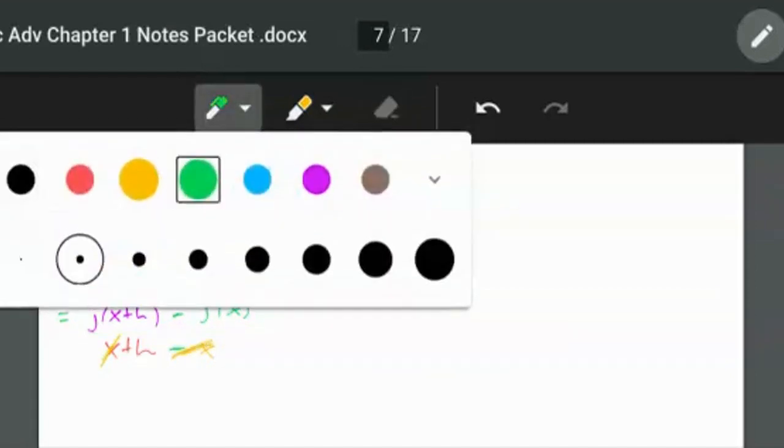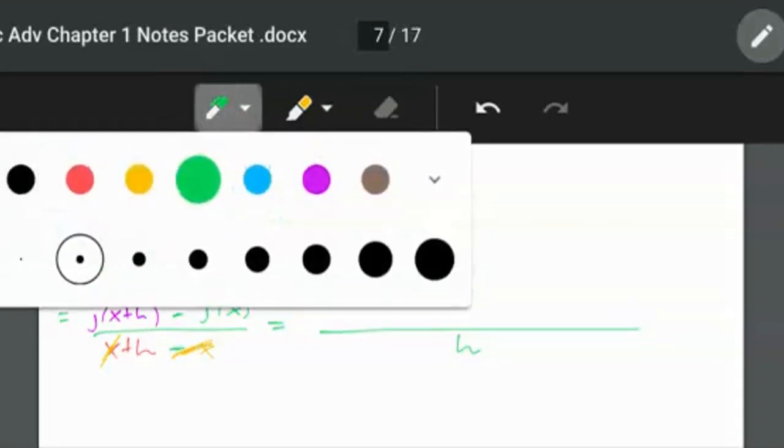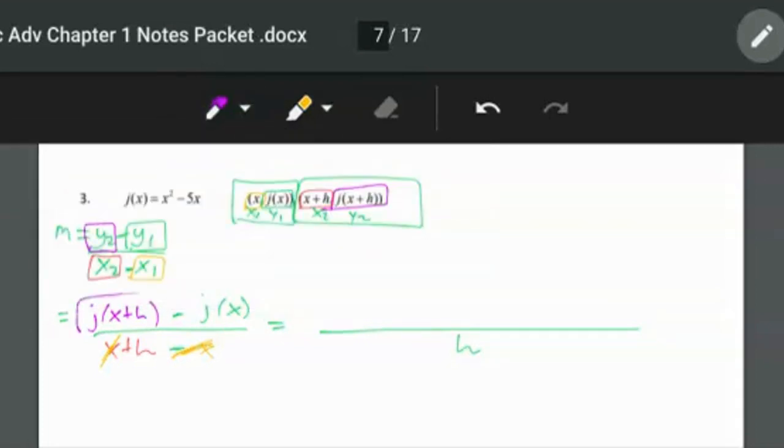So let's start simplifying. I'm just going to work to the right. On the bottom, we're just left with this h. On the top is where it's a little bit harder, where we have this function notation. This j of x plus h means we have to plug in x plus h into our j formula for both x's. So literally where both of these x's are, we wipe those x's out and put in an x plus h in their spot.